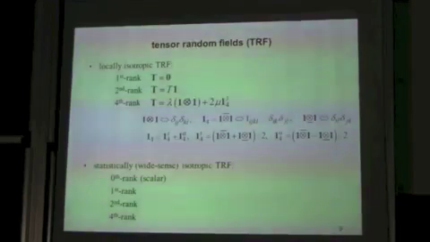So the first one is the zero rank. This is the scalar random field. This, again, is something discovered in like five books right now, five books in probability theory. The second one is a vector random field. The third one that I will discuss to some extent is second rank. The fourth rank is stiffness tensor and so on.